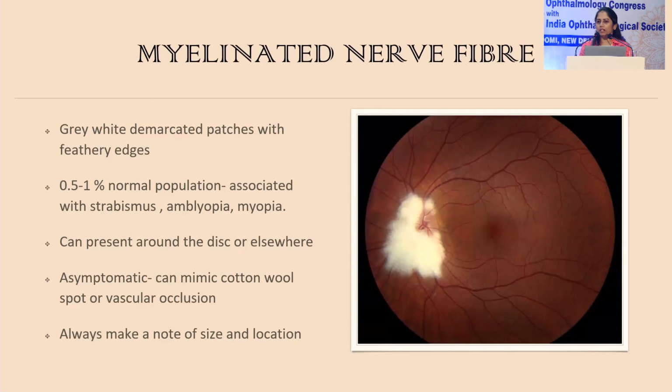It is seen in 0.5 to 1% of the normal population. Sometimes it can be associated with myopia and amblyopia. It is asymptomatic, you don't have to really do anything, but always make a note of any myelinated nerve fiber, its location and size, because the importance lies when there is a disappearance of a pre-existing myelinated nerve fiber, which can happen in any of the demyelinating disorders. So presence is not of much importance. If it disappears, then that is more important.